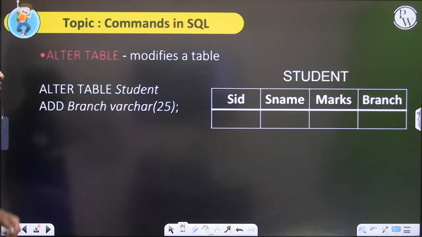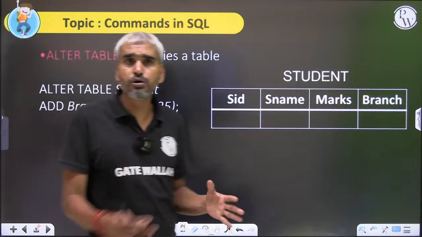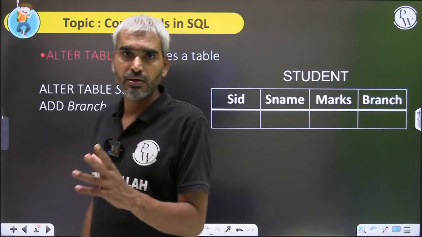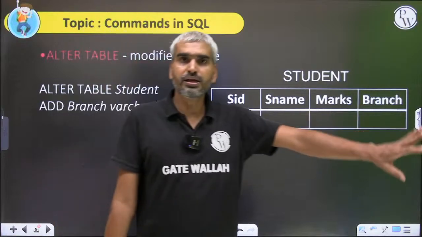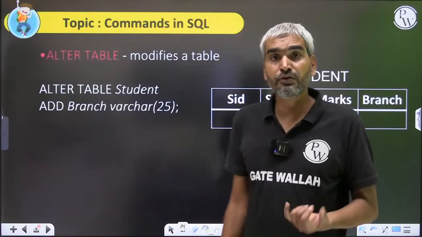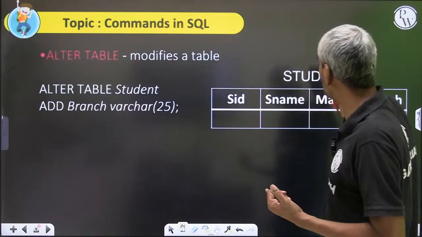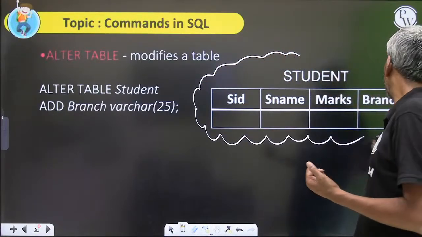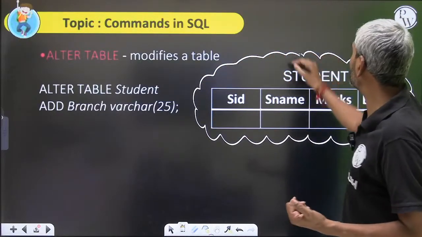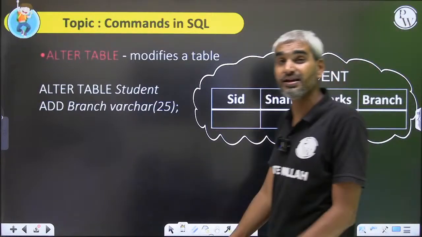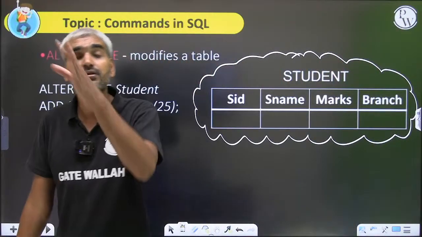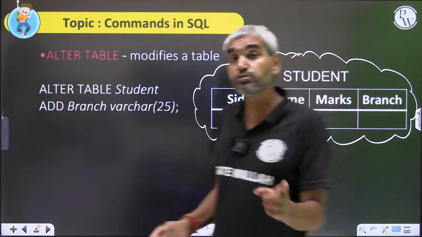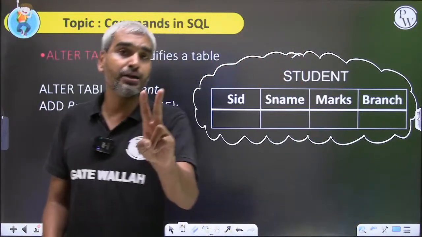Now, if you use the command drop table, so if you want to completely delete the structure, then you will use the drop command. If you use the drop command, then the complete structure student will be deleted from the database. But if you want to keep the structure of the database table intact, and you only want to delete all the tuples from that particular table, then you may use the command truncate. So there are two different things.